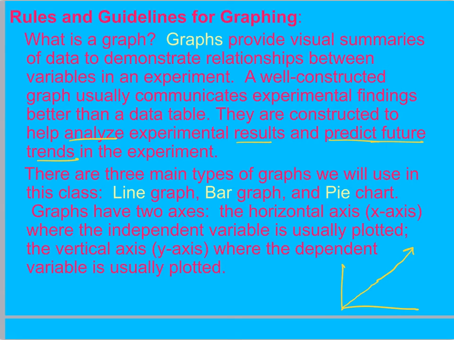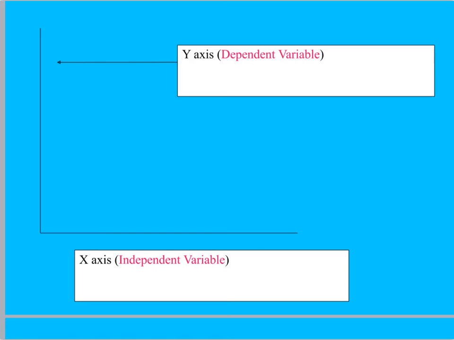So anyway, three main types of graphs: line, bar, and pie charts. There are two axes. Remember, the x-axis is the left to right axis. So that's my x-axis. It goes horizontal, and that is where your independent variable is plotted. Your y-axis is your vertical or up and down axis, and that's where your dependent variable is plotted. So here again, y-axis, dependent; x-axis, independent.